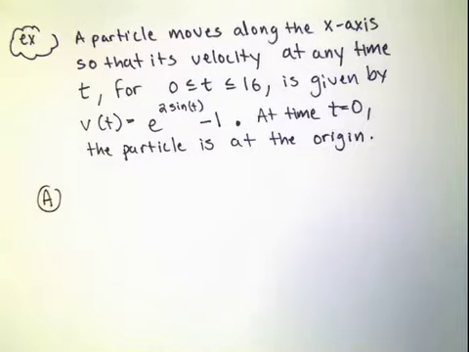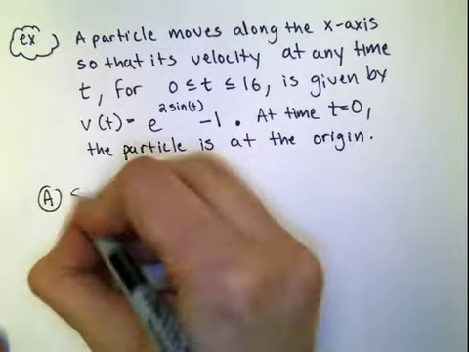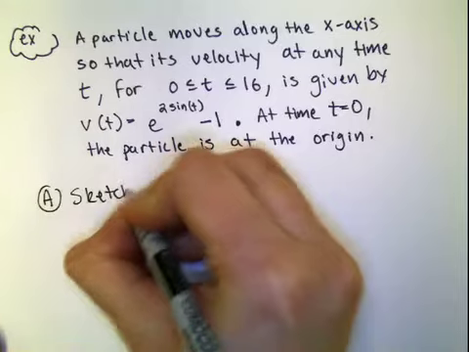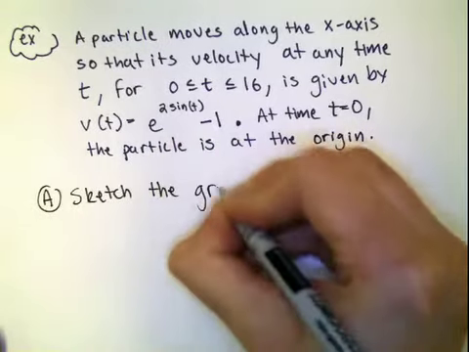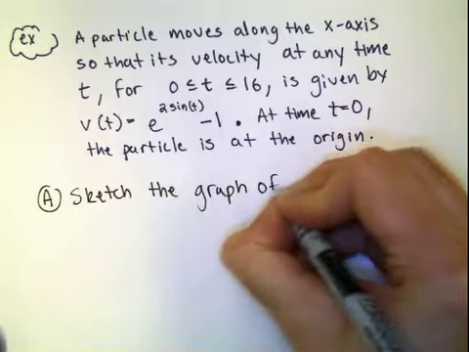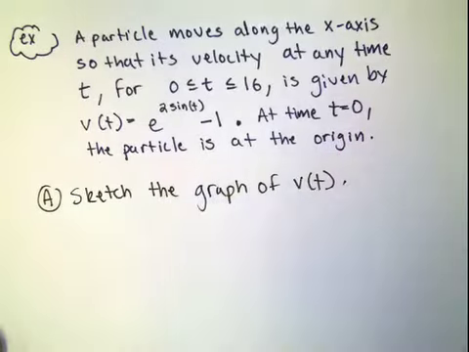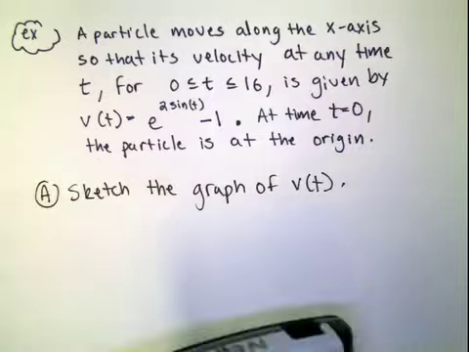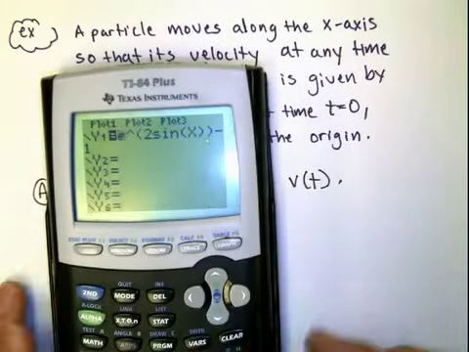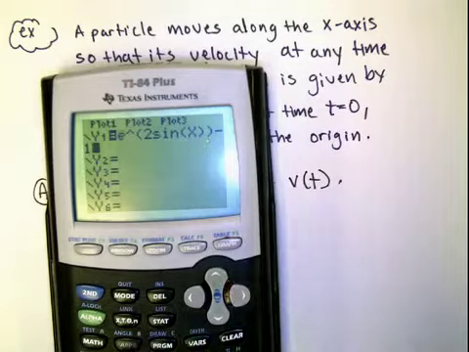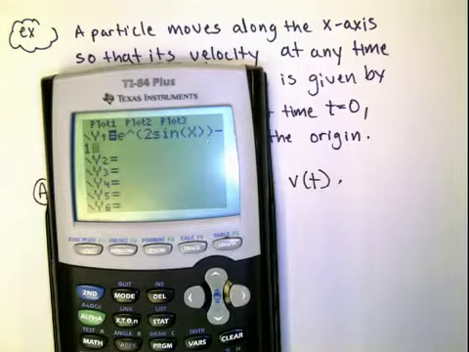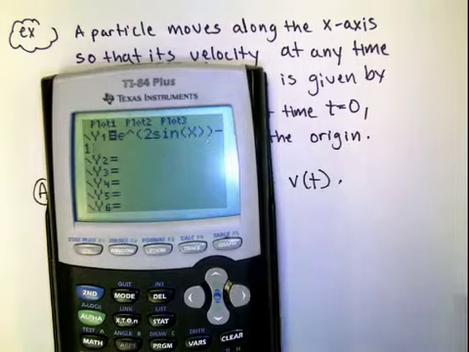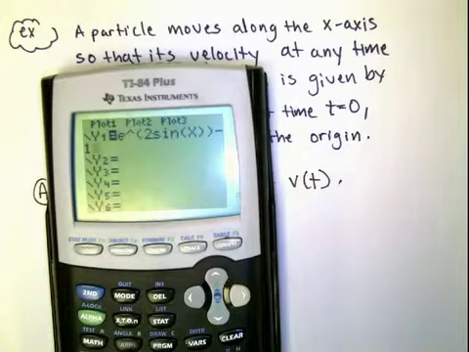Part A. First question is, can you sketch a graph of velocity? Sketch the graph of v of t. And we're in a calculator section, so you get to use your calculator. This is going to be an easy thing to do. We just want to plug it in, basically. So I'm going to turn my calculator on, go to my y equals, and I'm going to type in the equation, e to the 2 sine of x minus 1. So go ahead and type yours in, and let's graph it.